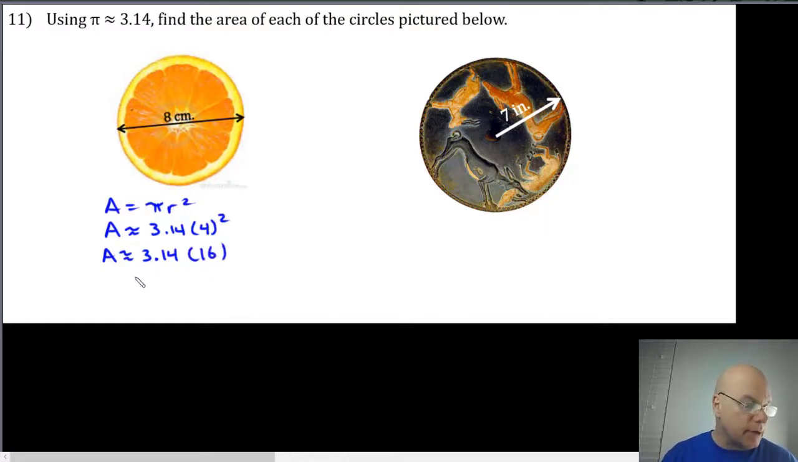And you can use a calculator at that point and you'll get 50.24, 50 and 24 hundredths. The correct units would be centimeters squared because it's area, two-dimensional.